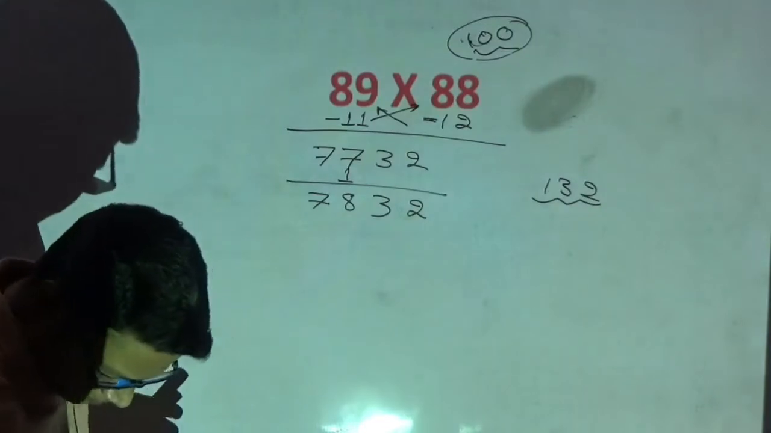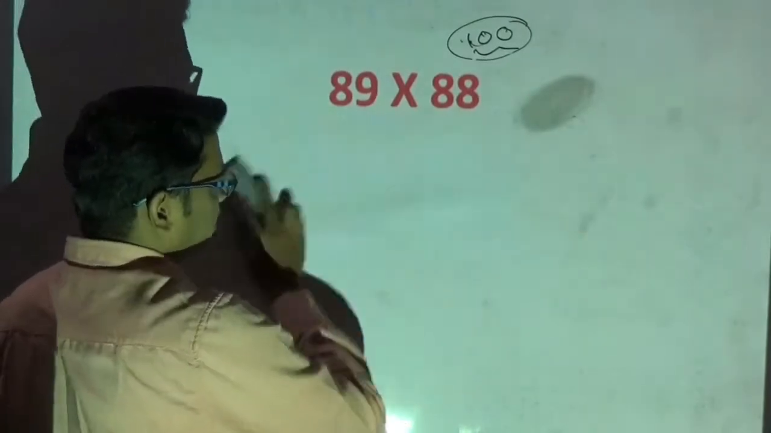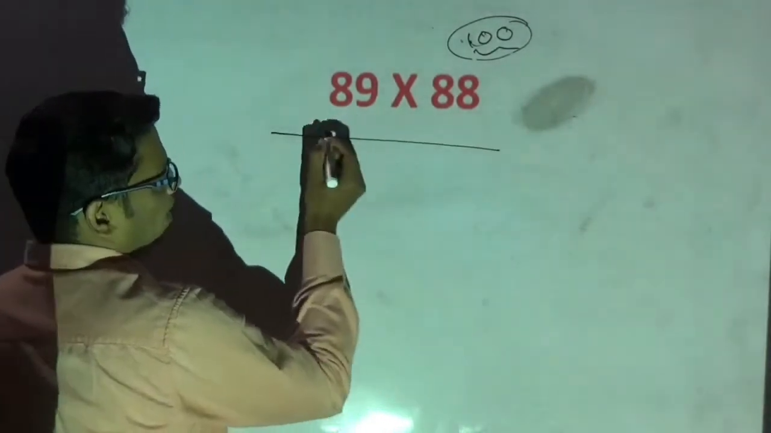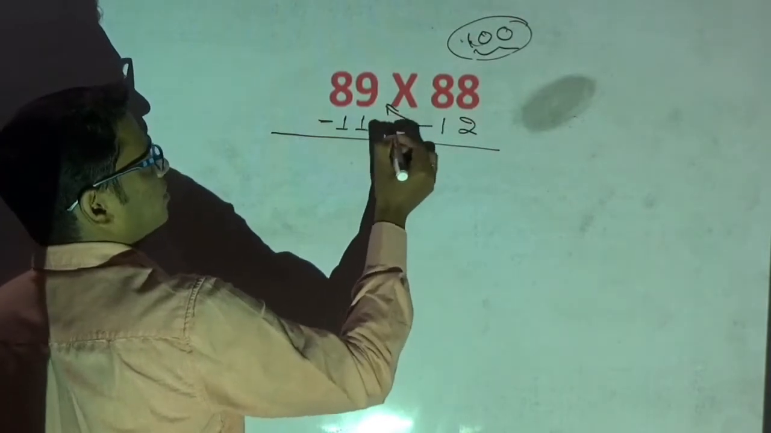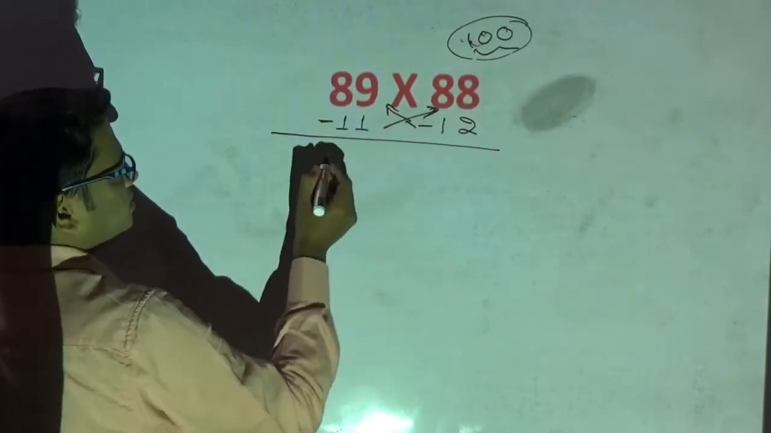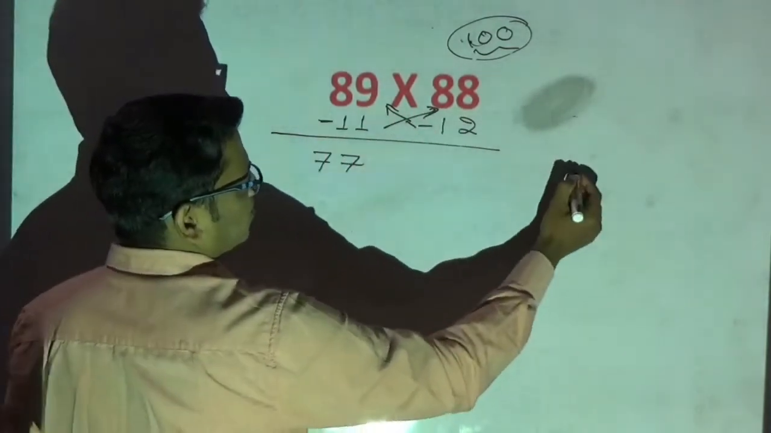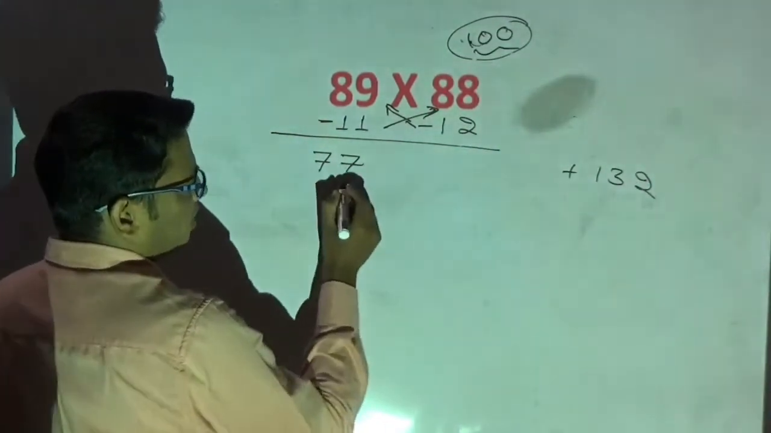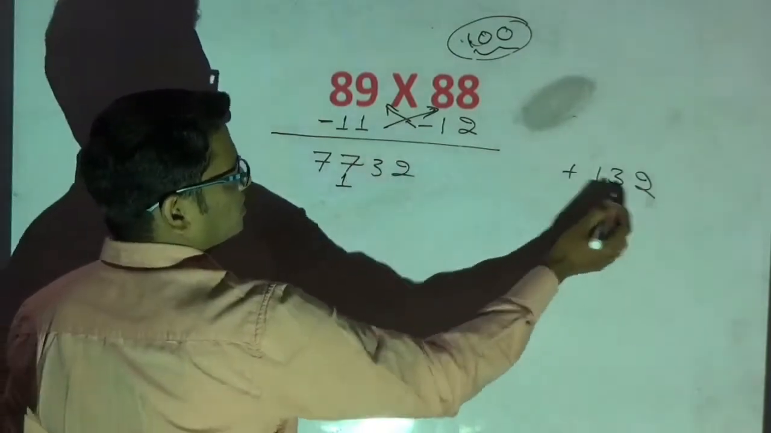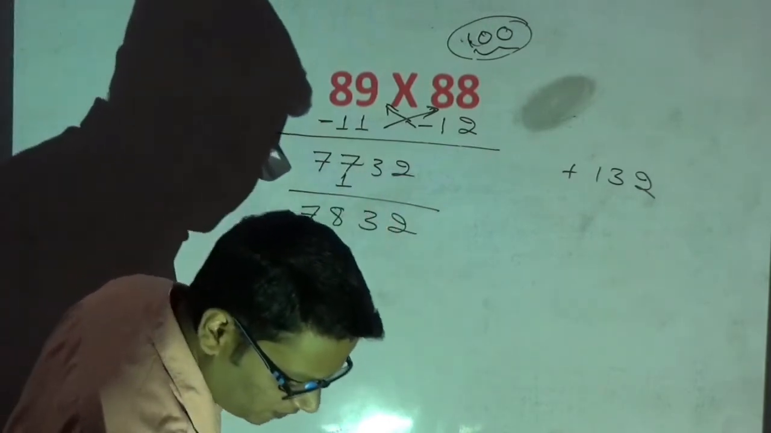Let me explain one more time. These two numbers are near to my base, and they are below my base. The base is 100. Since they are below, I represent them with a negative sign. Then you do cross subtraction, like this or like this. So it will be 77. Then you multiply these two. Minus into minus is plus 132. Now you check how many zeros? 2 zeros. But you see 3 digits are there. Therefore 1 is carried, and I write 3, 2 as it is. The answer for this question is 7832. Hope you have understood. Then I will go for the next example.